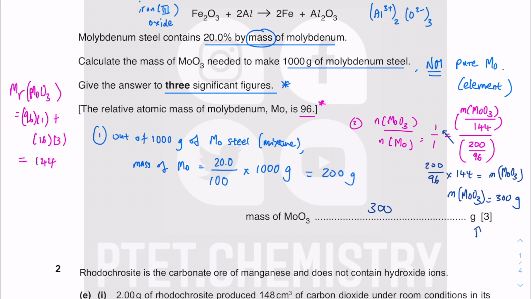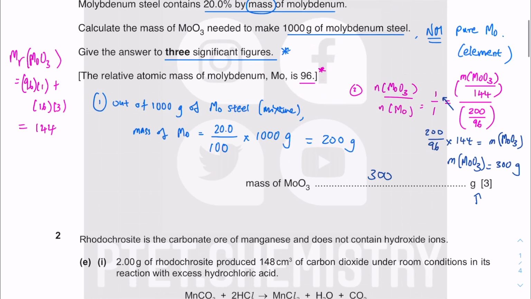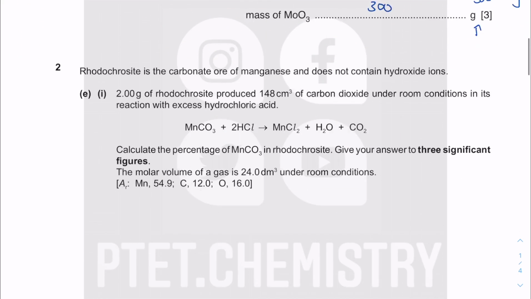And they want your answer to 3 significant figures. This so happened to be 1, 2, and 3 significant figures already, so it's just coincidence like that. This is 1, 2, and 3 significant figures. So this is already nice and straightforward there.